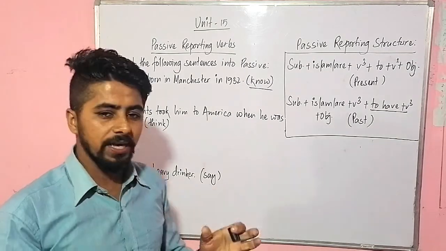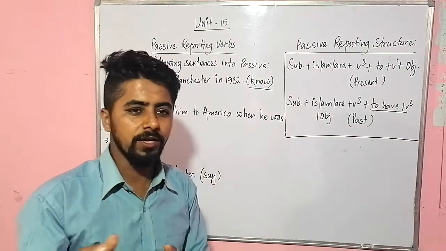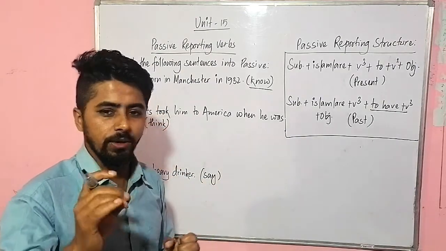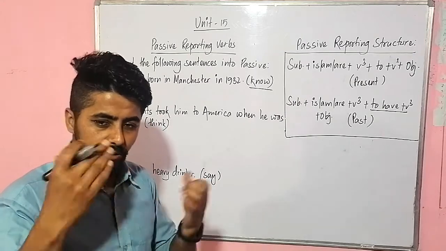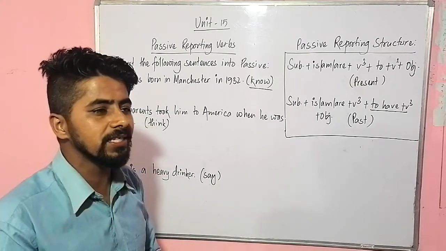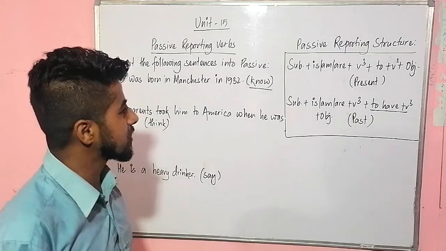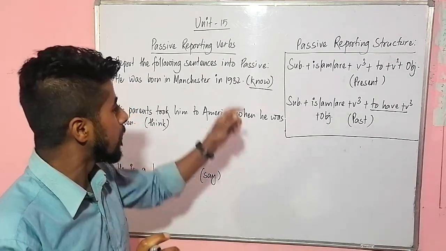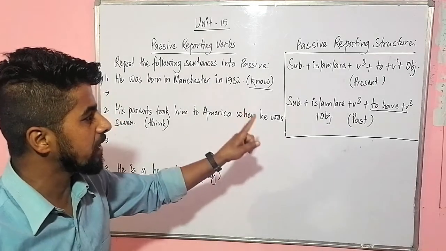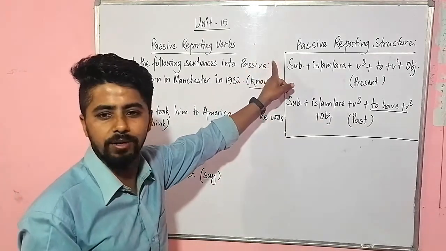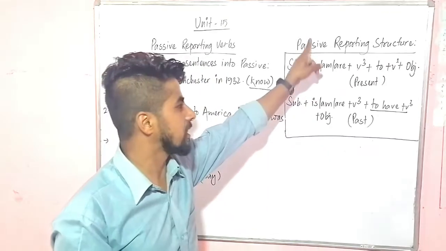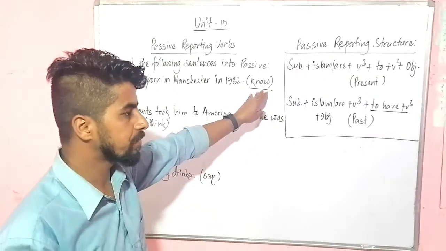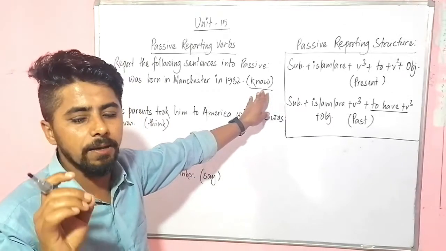Okay, once again, to make you more clear, I am going to repeat the structure. When you understand the structure, it will be very easy for you to solve all the questions. That's why pay more attention to the structure. What does your structure say? For all the sentences which are given in the present tense, the first structure will be used. Subject plus is, am, are plus B3. I have just told you that B3 is of that verb which is given in the bracket.